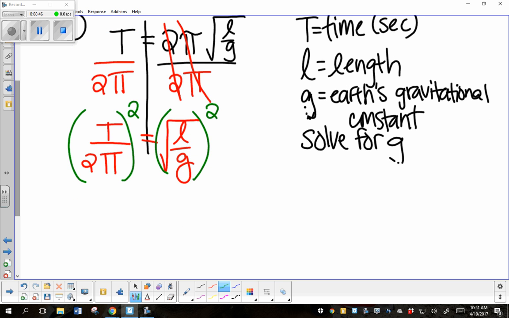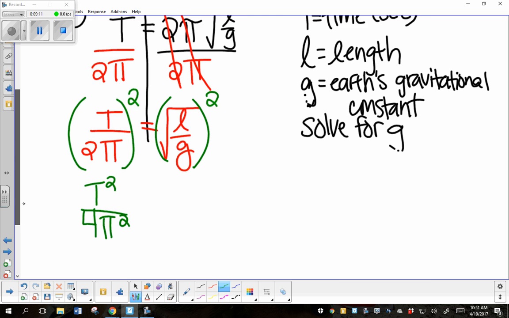So on this side, let's go ahead and apply that square. So what's t squared? T squared. And then on the bottom, what are we going to have? 2 pi all squared. And we can square both of them, right? Because it's a product. So we're going to have 2 squared, which is 4, and you don't want to figure out what pi squared is. Just write pi squared. That's fine. Even though pi is a number and we could square it, you can just write pi squared.